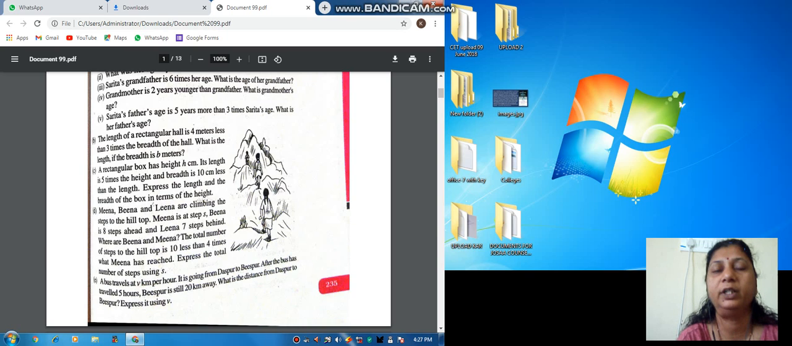Okay, so it travels 5 hours, which means in 1 hour it completed v kilometers, right? So in 5 hours how much does the bus travel? It is 5 into v, right? Does the bus reach after 5 hours? No, still 20 kilometers remain. So the total distance from Daspur to Bispur is equal to 5v plus 20. Get it? Fine. So let's see the next example also.